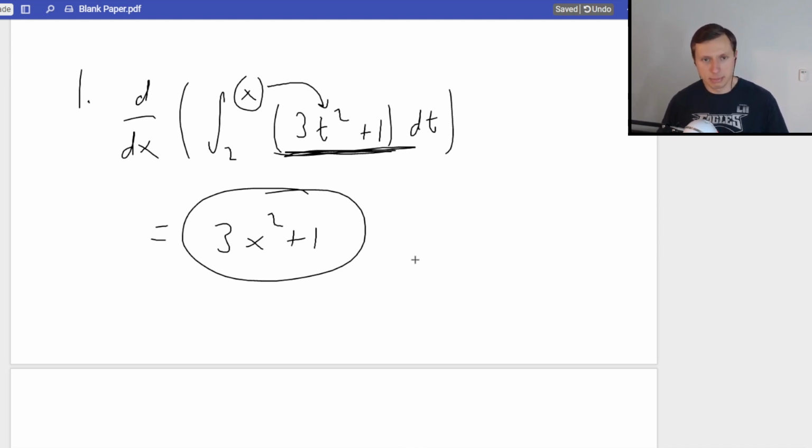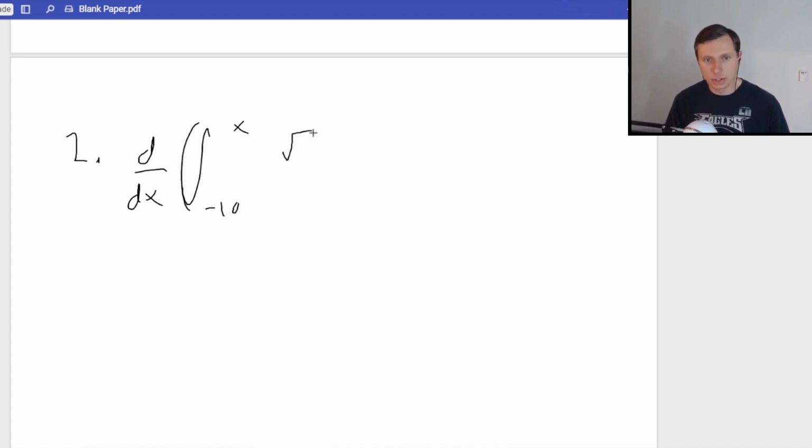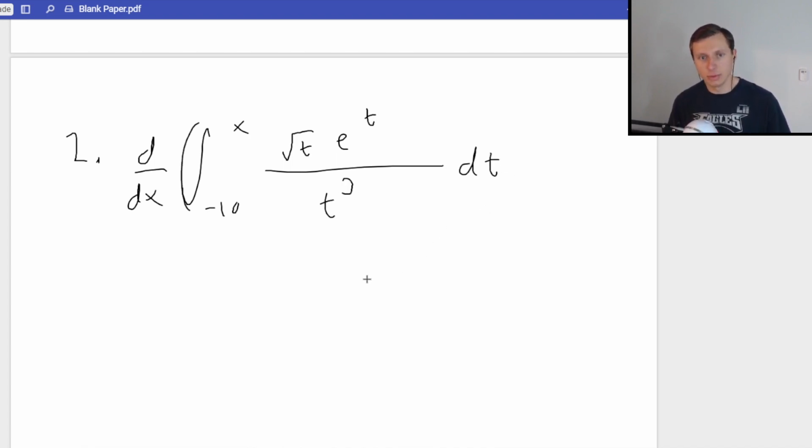So now let's look at another example just to prove how easy it is. Number 2. I have the derivative of the integral from negative 10 to positive x of the square root of t times e to the t, divided by t cubed, dt. Oh man, this looks tough. Well, good news. Literally all we're doing is, since it's the derivative of an integral, I'm just plugging in x wherever I see t. The answer is square root of x times e to the x divided by x cubed. Final answer.